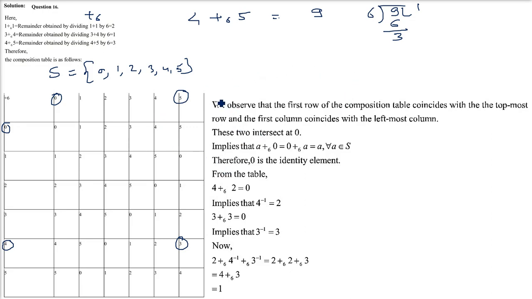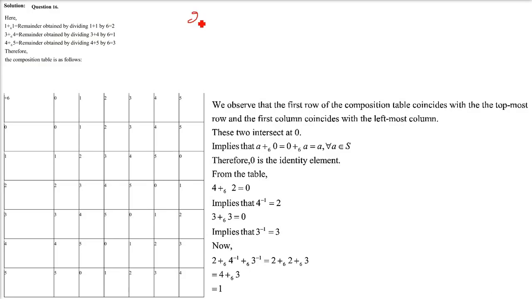Now the actual value we are going to write, that is the expression 2 plus 6, 4 inverse plus 6, 3 inverse. So you have to find it using the table. See, 4 inverse is the value which, operated with 4, should give 0, because the identity element is 0. So it is operated with 2 to get 0, so 2 is the 4 inverse. What is 3 inverse? 3 is operated with which value so that you get 0? It is 3.